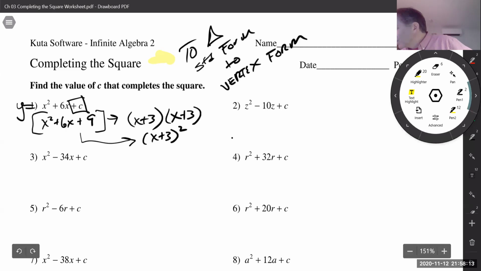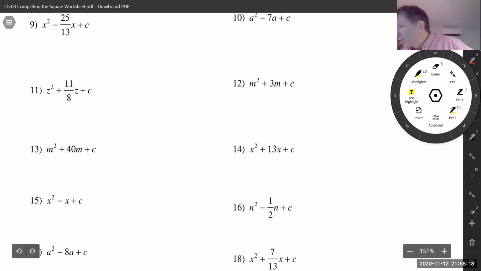Now, let's see where things get a little bit dicier. If we were to look at something with a fraction, what would I need? So how do I take half of 11/8? If I take half of 11/8, that means I'm multiplying it by 1/2. So 11/8 times 1/2 is 11/16.